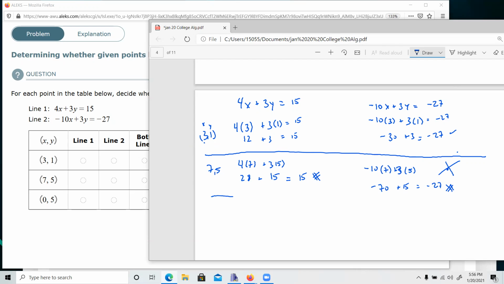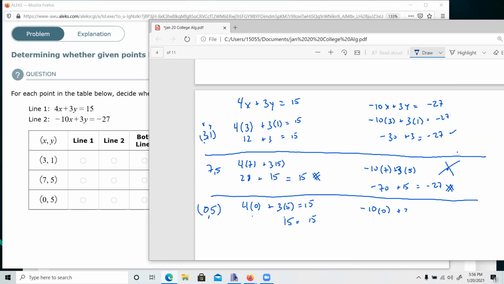Okay. How about the last one, 0, 5? So it's 4 times 0 plus 3 times 5. Is that 15? Oh, yeah, 15 is 15. We can do that. That's 0. I don't even have to check this one because I know it's not true. So that's 0. 15 is not equal to negative 27. So that's not true. So it's just this one. It lies on this line only. This one was neither, and this one lies on both. So that's what they want you to do with that problem.